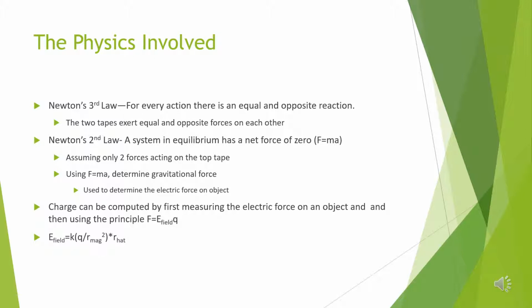The physical principles involved in this experiment were Newton's third law, when the two tapes exerted equal and opposite forces on each other, and that's what caused the hovering, and Newton's second law, when we assumed that only two forces acted on the top tape, and using F equals ma determined the gravitational force, and that was used to determine the electric force on the object. The charge was computed by measuring the electric force and then using the principle F equals electric field times charge.